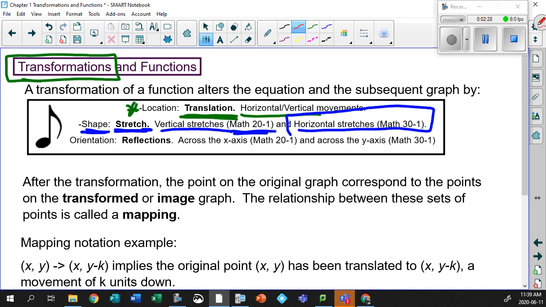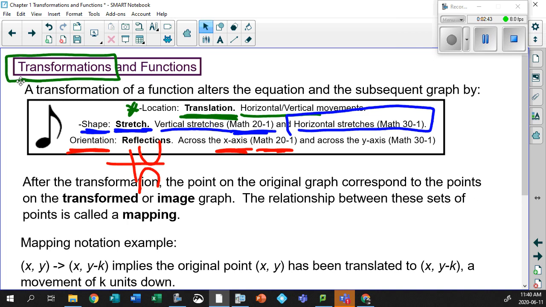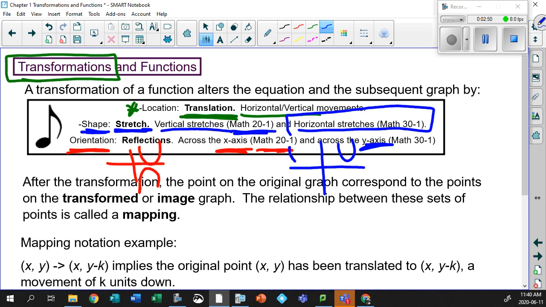The next thing, orientation. Those are also things that you did in Math 20-1. But in Math 20-1, we went across the x-axis, where we had something like this suddenly become something like that. Happy, sad parabolas, remember? Okay? But now in Math 30-1, we're going to take something that's over here, reflect it across the y-axis now, and make it over here. That's the 30-1.